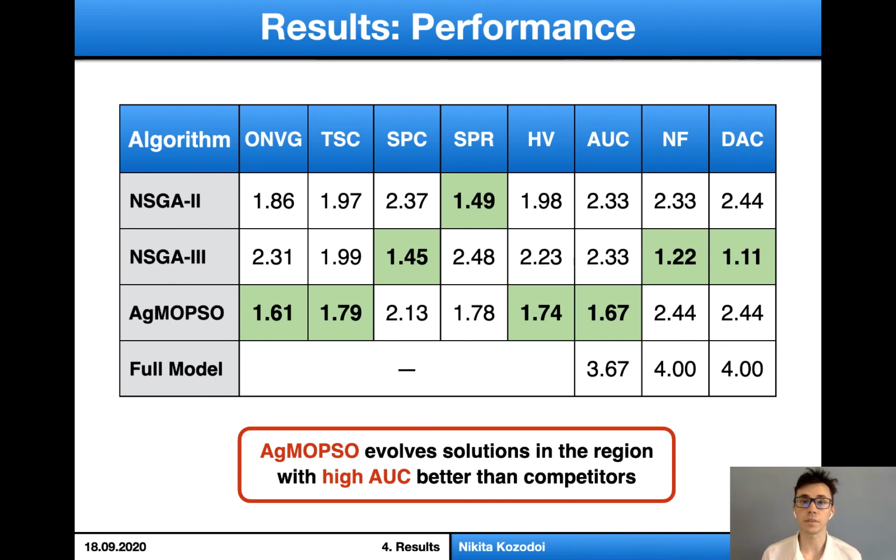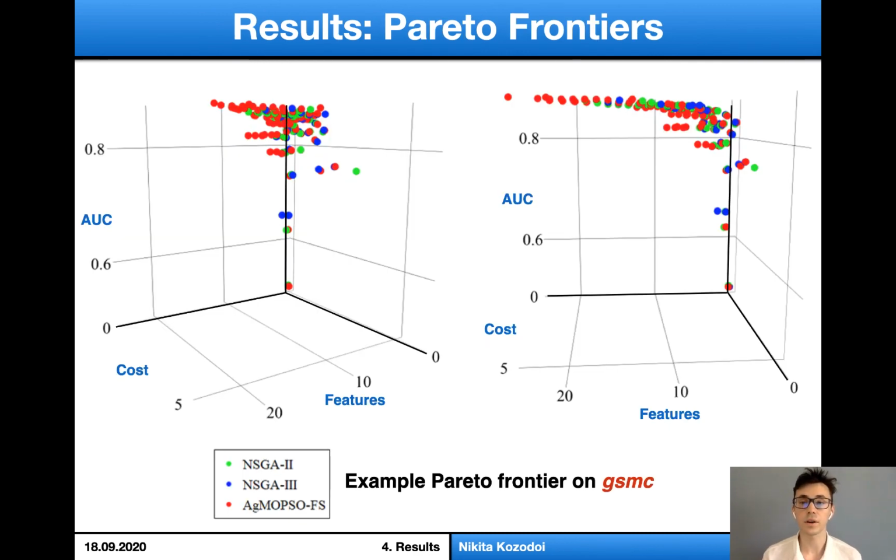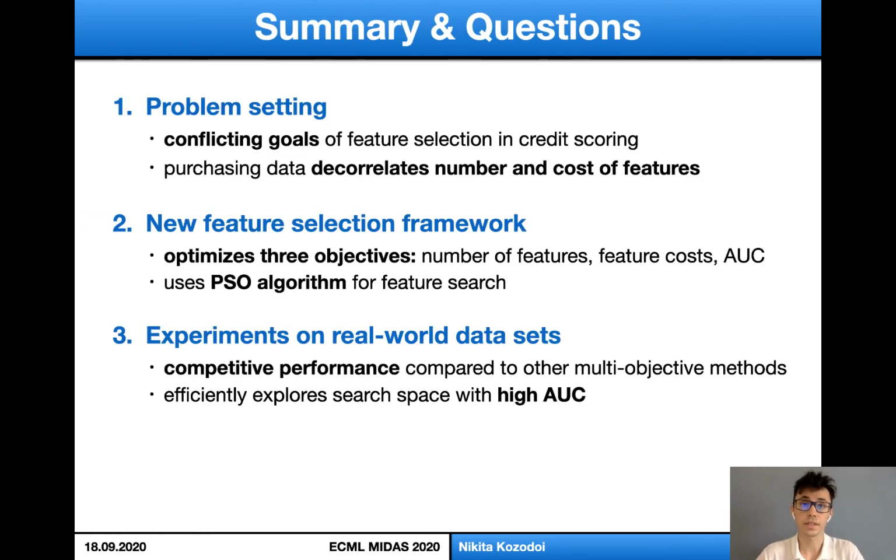This is also corroborated by the example Pareto frontier from one of the datasets. Here, AgMOPSO solutions are represented with red dots, whereas blue and green colors refer to the solutions of NSGA2 and 3. As you can see here, AgMOPSO identifies more non-dominated solutions compared to the benchmarks. Moreover, you can also see that AgMOPSO has more solutions in the high AUC search space. This allows us to conclude that AgMOPSO performs highly competitive compared to other benchmarks and more efficiently explores the relevant search regions. All right, this is the end of my talk.